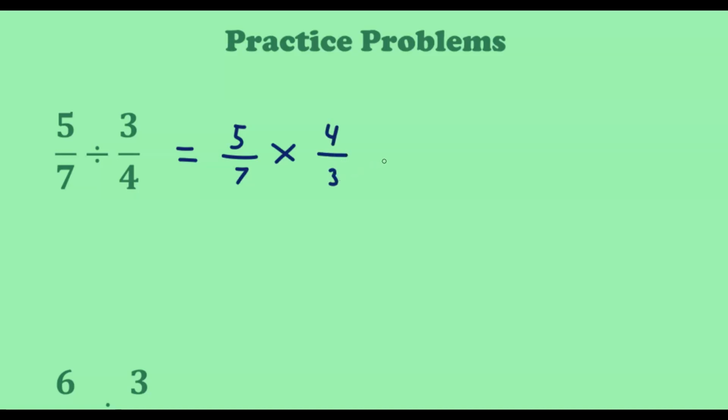Now, how do we multiply two fractions? We write the fraction line. In the numerator, we multiply the numerators of the original two fractions, and in the denominator, we multiply the denominators of the original two fractions. So we have 5 times 4, which is 20, divided by 7 times 3, which is 21, and so this is our required answer. That is, 5 over 7 divided by 3 over 4 is equal to 20 over 21.